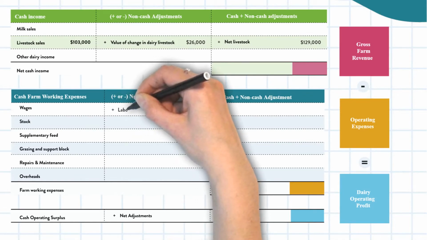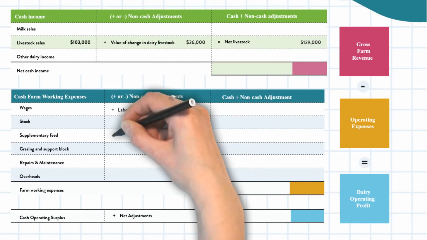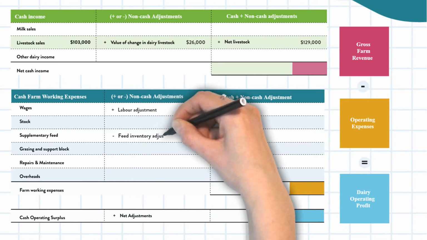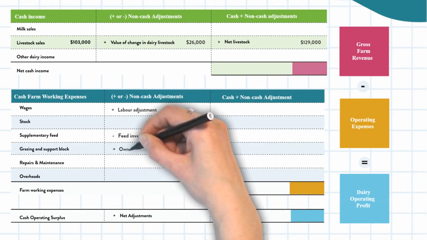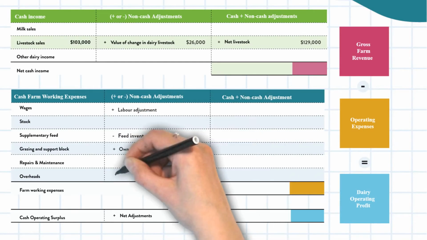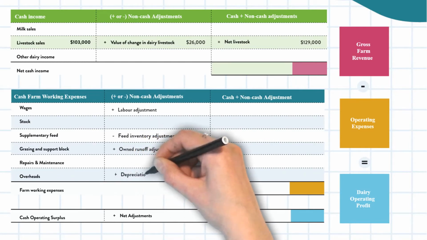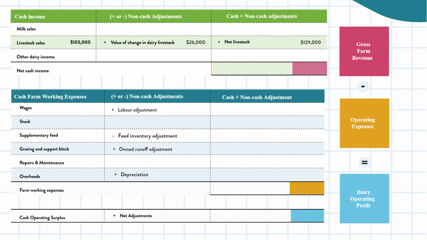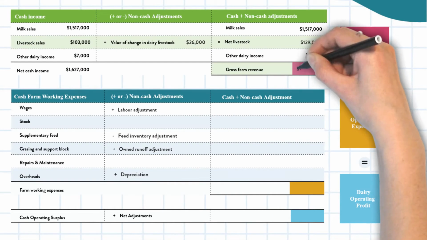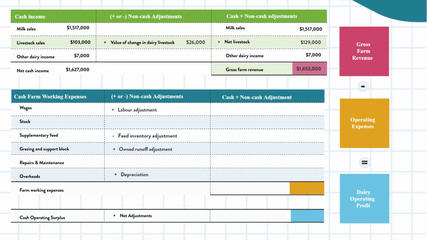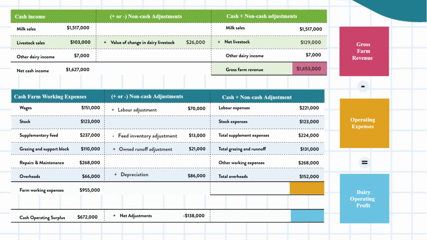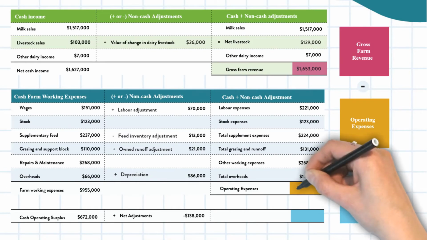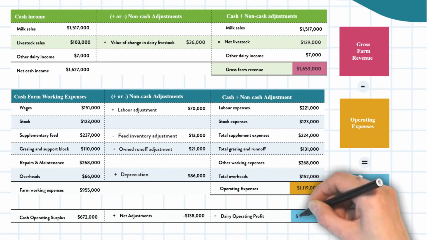Operating profit has 5 non-cash adjustments. These are the value of change in dairy livestock, labour, feed inventory, support or runoff block, and depreciation. To calculate operating profit, take the adjusted income, also known as gross farm revenue, and subtract the adjusted farm working expenses, now called dairy operating expenses.